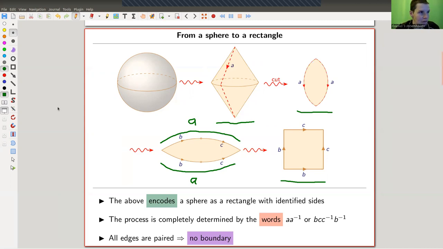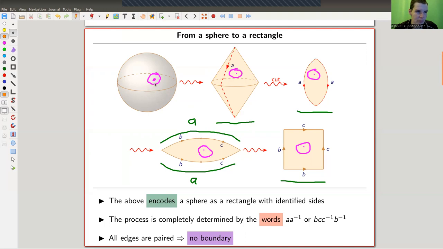And locally, it works as follows. If I have a point on my sphere with a little neighborhood, say it sits here, then it sits here somewhere, then here somewhere, and here somewhere. And as long as I'm away from the cut line, this is always the case. So locally, as I said, we can't distinguish surfaces anyway, and this is just a sphere. Everything that matters is a global statement, or the way the surgery is encoded.